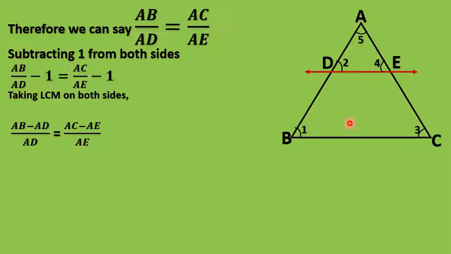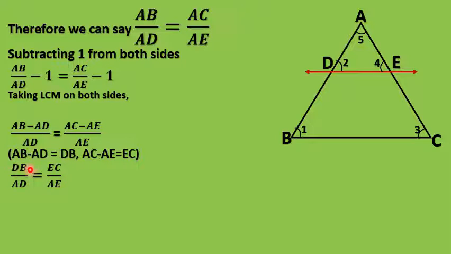Now let's see, what is AB minus AD? AB is the long side. From that, if you subtract AD, what will remain? This DB will remain. Similarly, if you subtract AE from AC, what will remain? EC will remain, is it? So we can replace AB minus AD with DB. So DB by AD is equal to EC by AE.